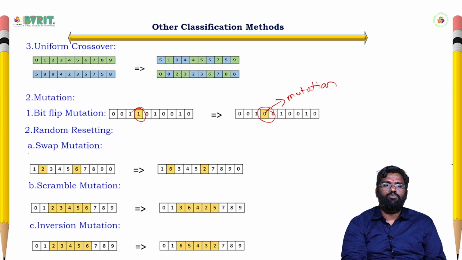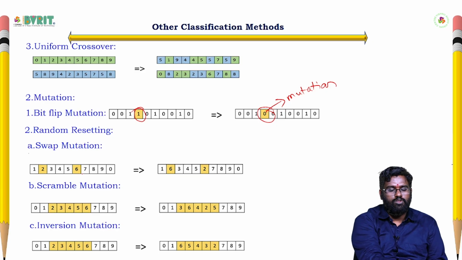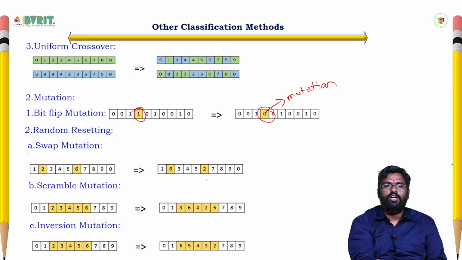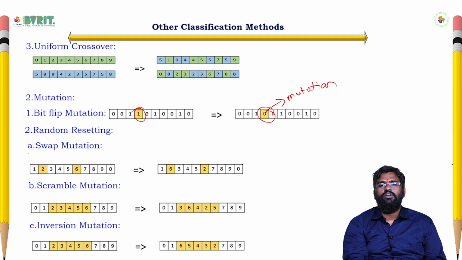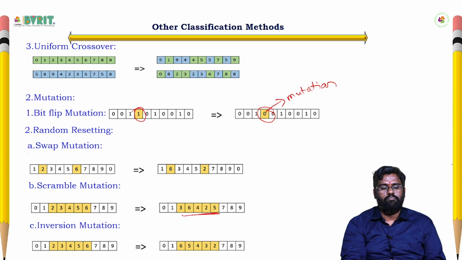Coming to the first one, swap mutation. Swap mutation means the given values will be swapped. Here we select 2 and here we select 6, so those two values will be swapped, 6 and 2. That is swap mutation. Then here 2, 3, 4, 5, 6. Scramble means the values will be rearranged on their own. So maybe 3, 6, 4, 2, 5, or 3, 6, 2, 4, 5, or 3, 4, 6, 2, 5. Like that, the values will keep changing within that set.